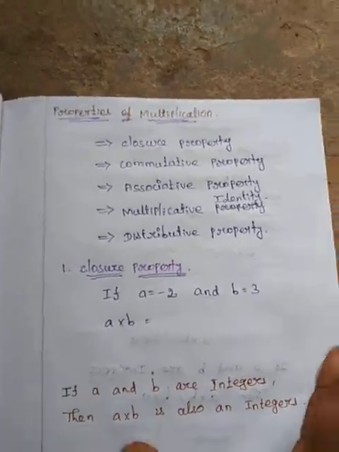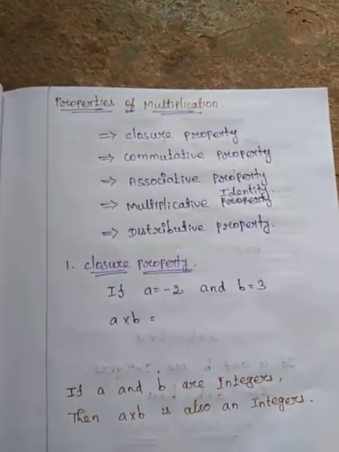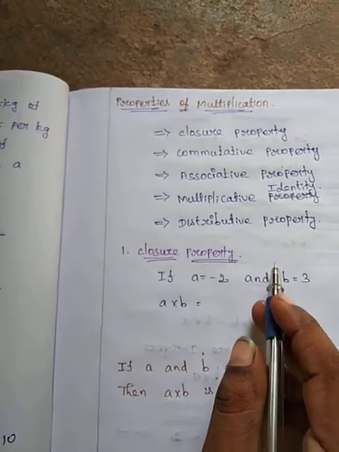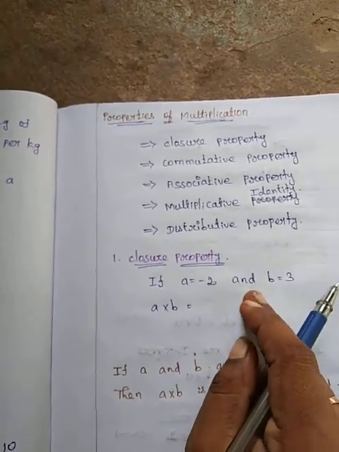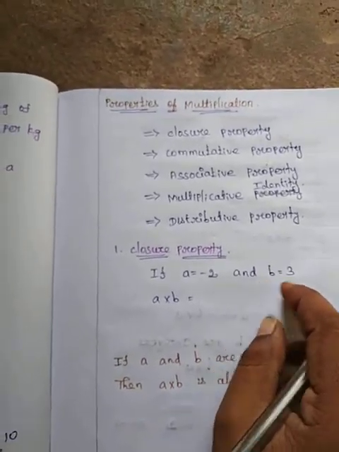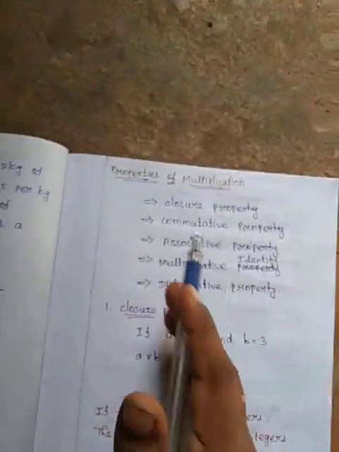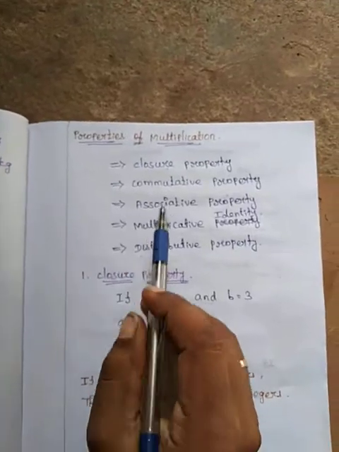Next, you learn about properties of multiplication. Okay. Already we have seen properties of addition and properties of subtraction. Now we will see properties of multiplication with a suitable example. Okay. See, there are 5 properties of multiplication.